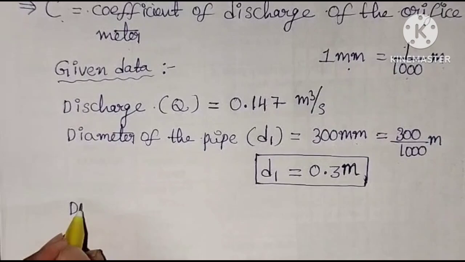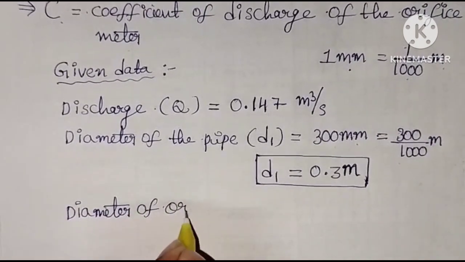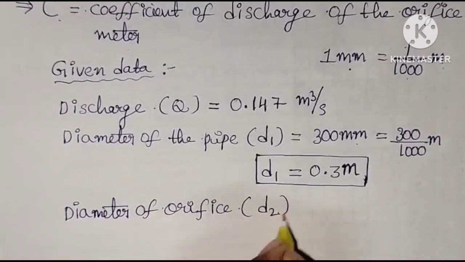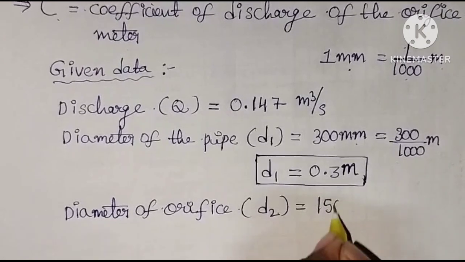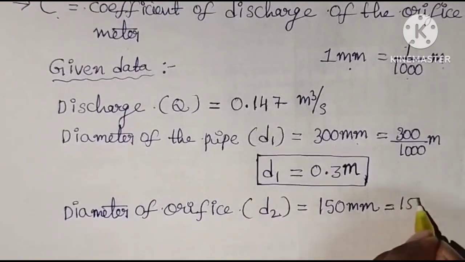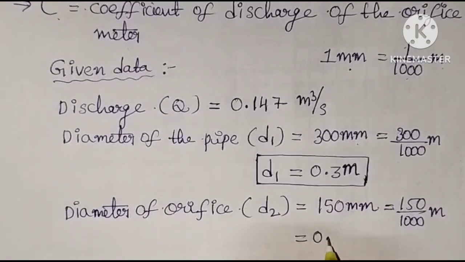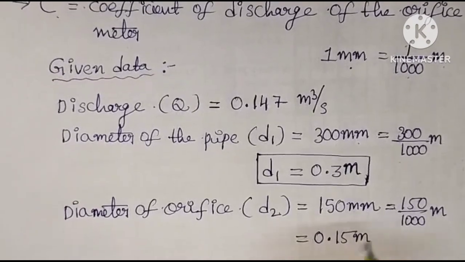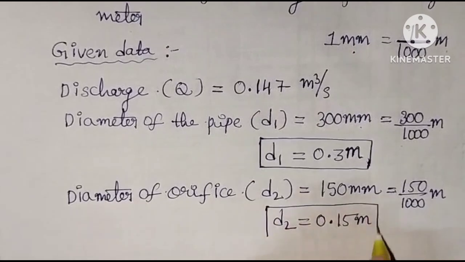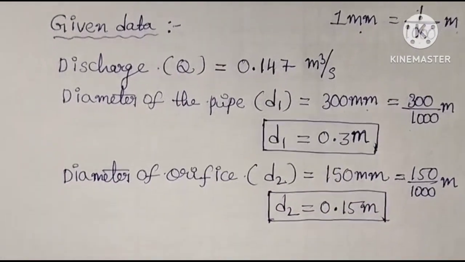Next, the diameter of the orifice is given. Diameter of the orifice means D2. D2 is 150 mm, which can be written as 150 by 1000 meters, that is 0.15 meters. So D2 is 0.15 meters.